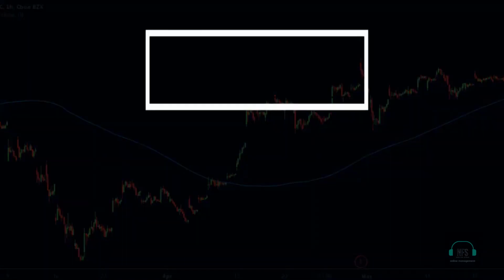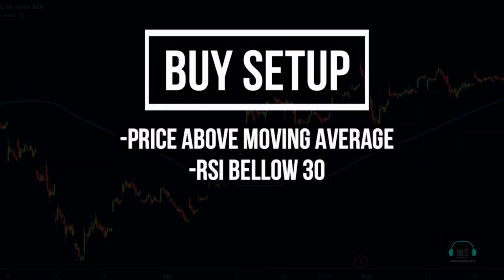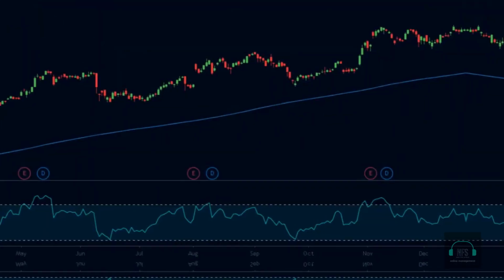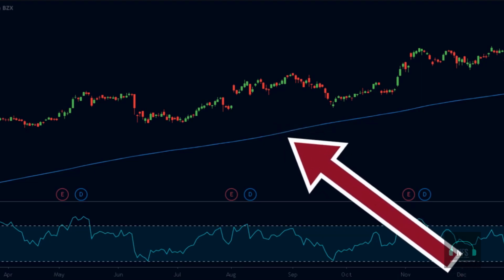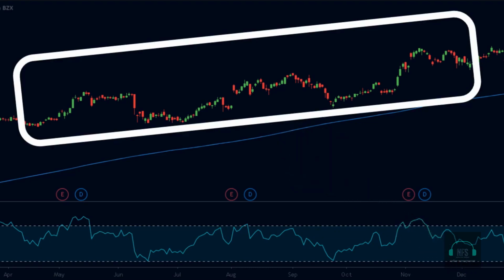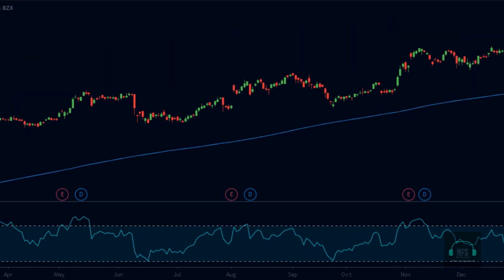We will buy when the RSI is oversold. In other words, we will buy when the RSI is below 30. Here is an example. Here we have the Apple stock on a daily time frame. The first thing we will look at is the moving average. The price is above the moving average. Hence, we will only be looking to buy.